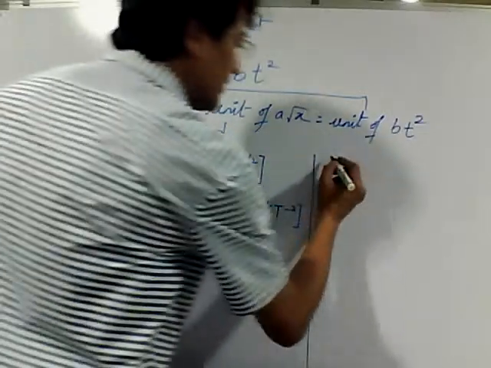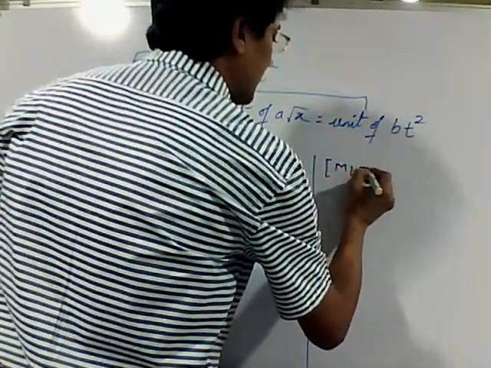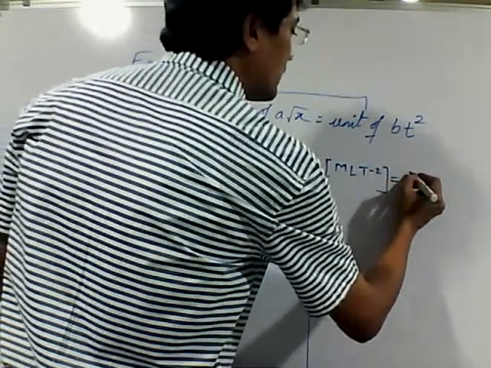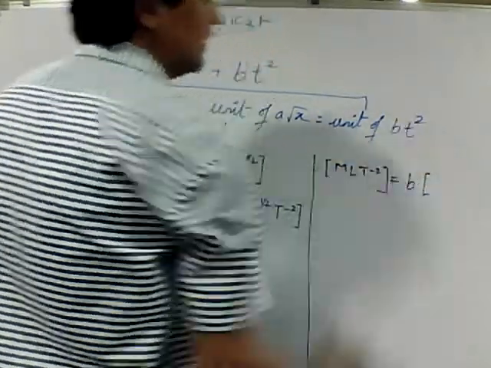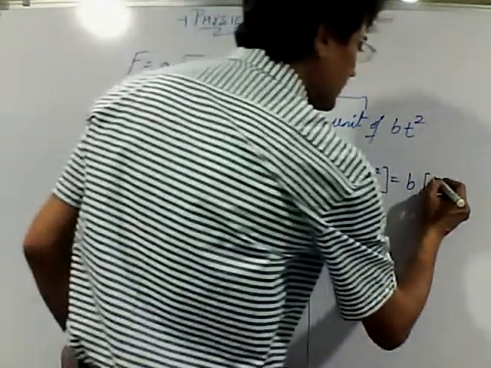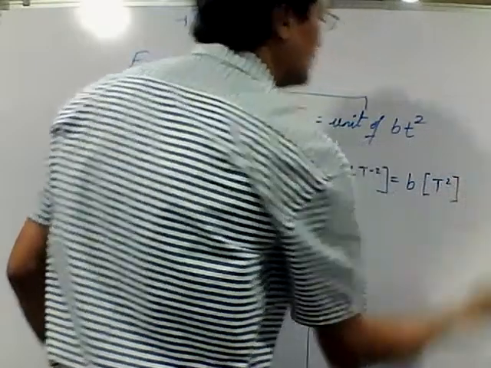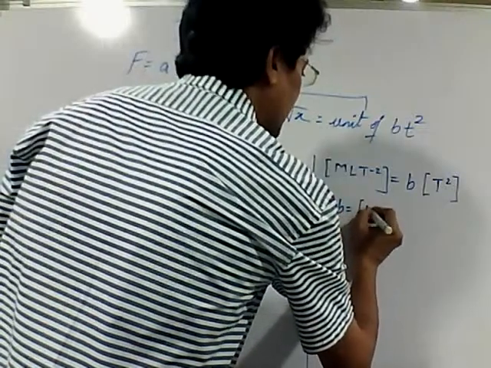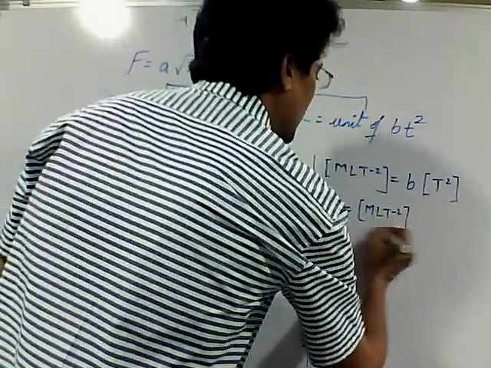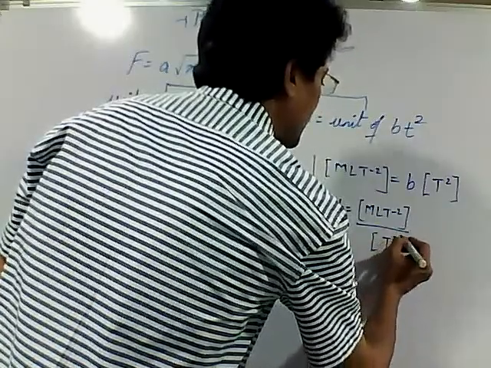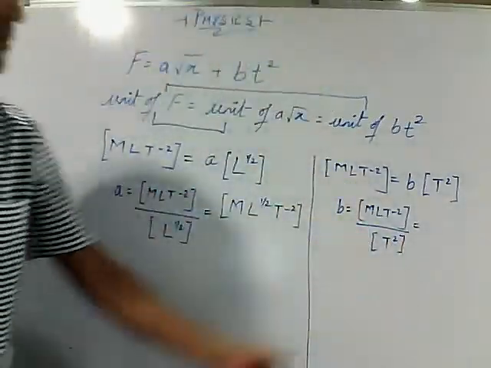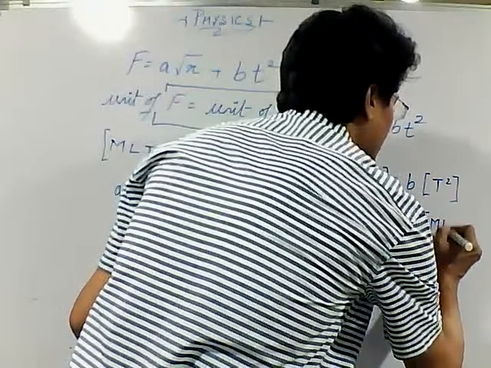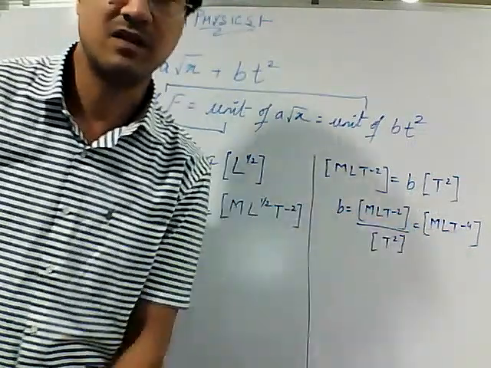So what is the dimension of F? Again it is M L T to the power minus 2, which equals B multiplied by T squared, where T is time. Perfect. Now I'll get it this side. The dimensions of B would be M L T to the power minus 2 divided by T to the power 2. Now this T to the power 2 will go in the numerator, it will be T to the power minus 2. So I'll get the dimensions of B as M L T to the power minus 4.